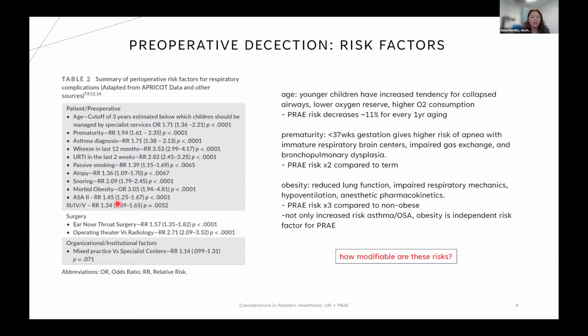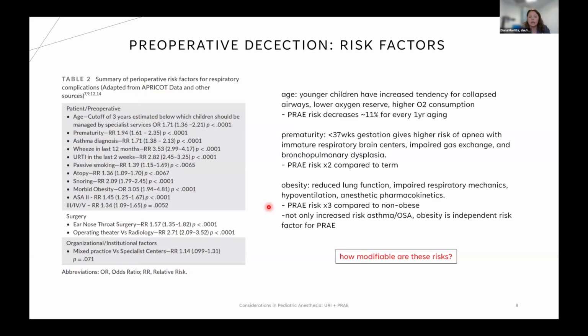And the other one I wanted to highlight over here in this chart is morbid obesity. It has an odds ratio of being 3 times more likely to have PRAE incidences when compared to non-obese children. Obesity is an interesting factor because it not only has an independent risk for increasing perioperative airway concerns, but obesity also increases the risk for a patient to have asthma, which is also on this list, and obstructive sleep apnea, which is embedded in the snoring aspect as well.